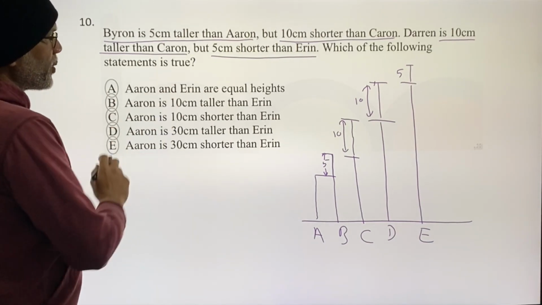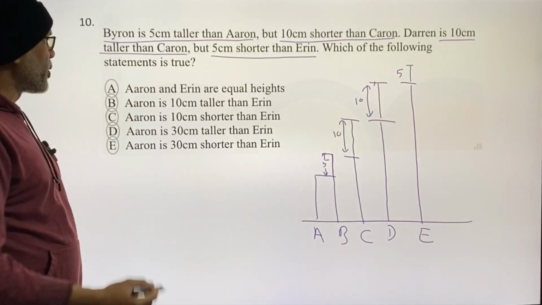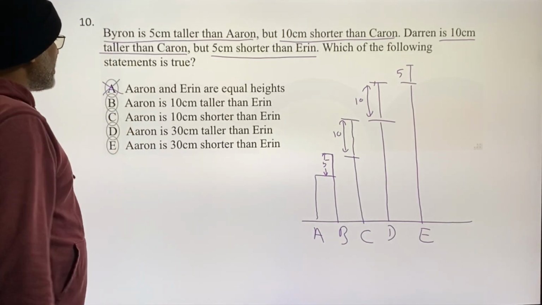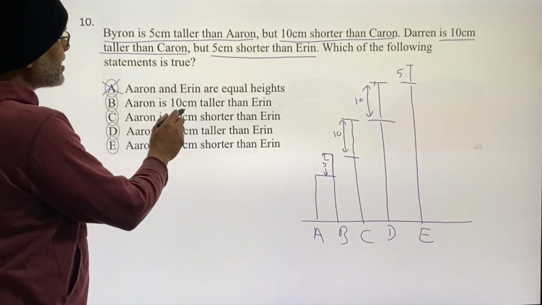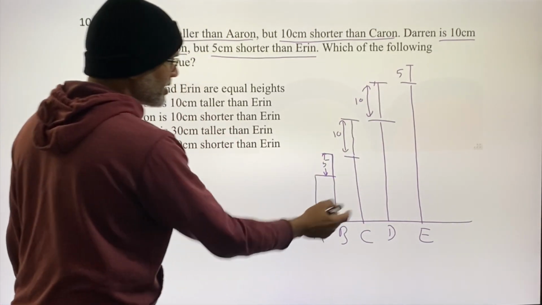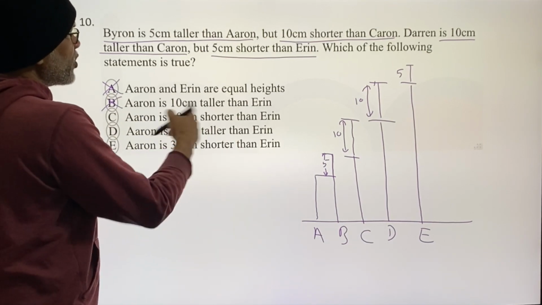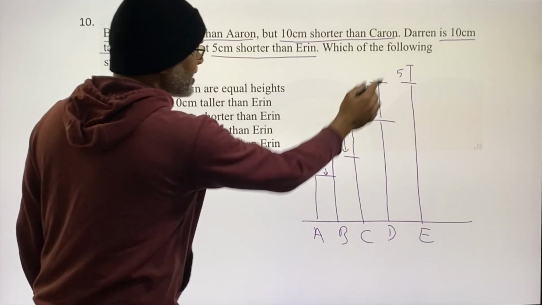Aaron and Erin are of equal height. This is Aaron, this is Erin. They are definitely not of equal height. So that is not the correct choice. Aaron is 10 cm taller than Erin. Aaron is 10 cm. No, Aaron is actually shorter than Erin, right? Aaron is 10 cm shorter than Erin. Aaron is 10 cm shorter.